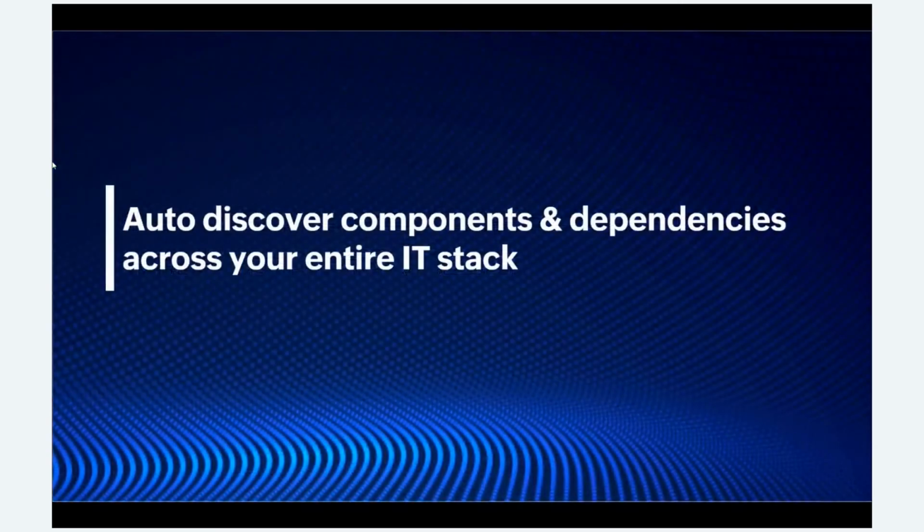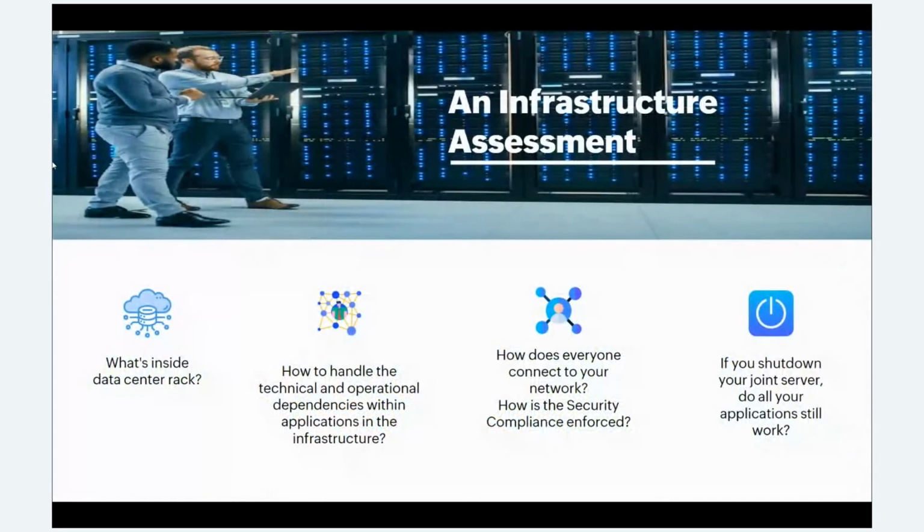So, firstly, let's see how we can use Applications Manager to auto discover components and dependencies across your entire IT stack. So, the first step to gain app-centric visibility into your IT infrastructure involves analyzing your infrastructure. This can help you understand what exists in the infrastructure, what needs to be improved, and what changes can be brought upon. These assessments can help answer some critical questions about your infrastructure and applications.